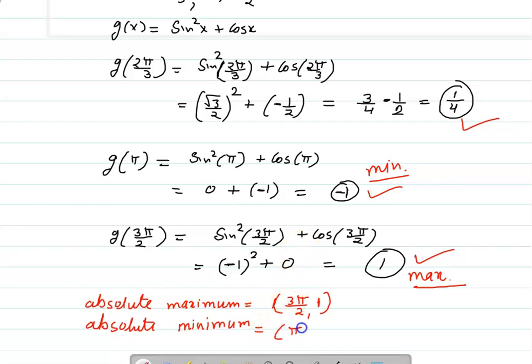So the x value is pi and the y value is negative 1. So this is the final answer.